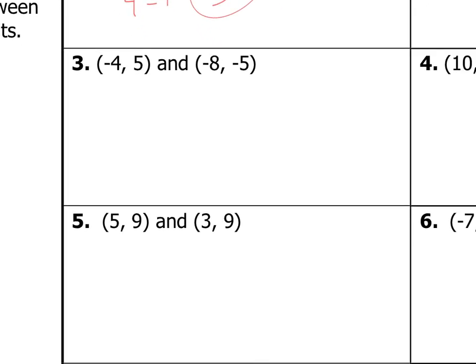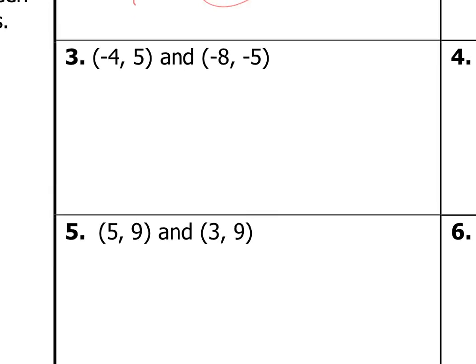Okay, looking at number 3, we'll just do the left-hand side here. Again, -4 I'm going to say is x1, 5 is y1, -8 is x2, -5 is y2. Be careful with negatives. Sometimes we'll end up with these double negatives.